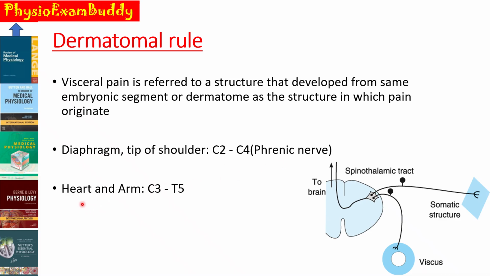Again, pain in the heart will be felt in the left upper arm because again of the same dermatome from the C3 to T5 level. So this is the diagram you are supposed to draw along with the dermatomal rule. That is, any pain from the somatic structure or from the visceral area, it will enter into the spinal cord through our dorsal root ganglion, which is a first order neuron, and they enter as the spinothalamic tract and then to the brain. But these structures, these visceral pain, which is referred to a structure, will also develop from the same embryonic segment or the dermatome as the structure in which the pain originates.